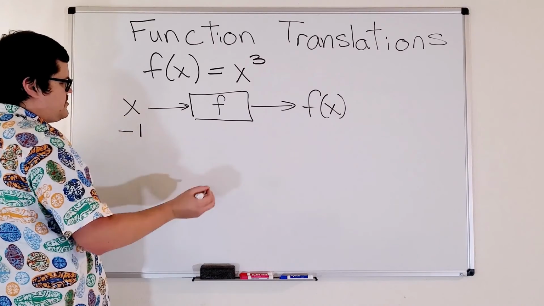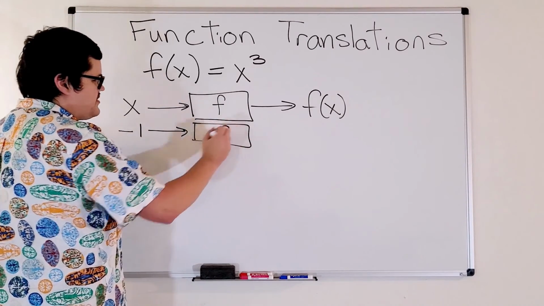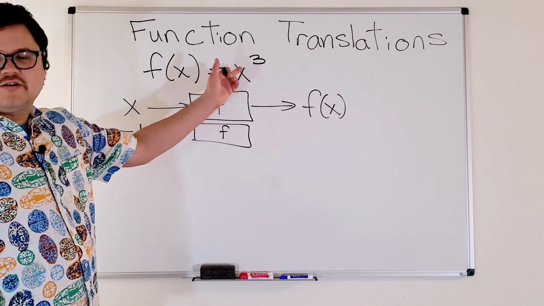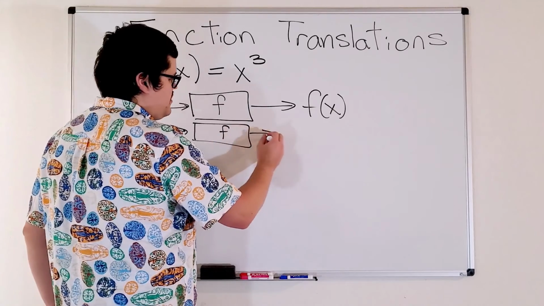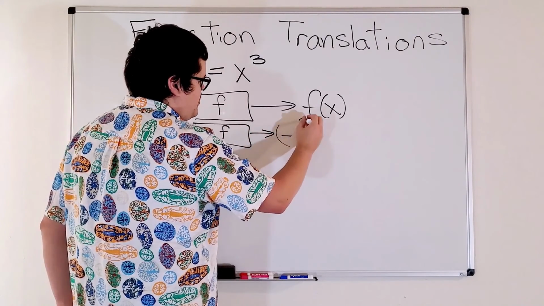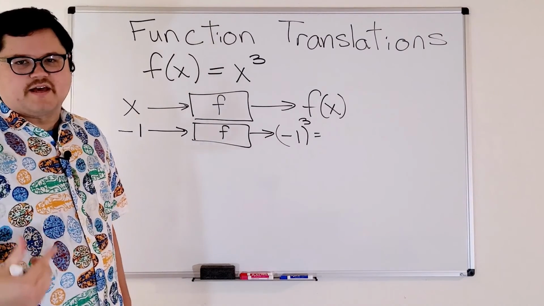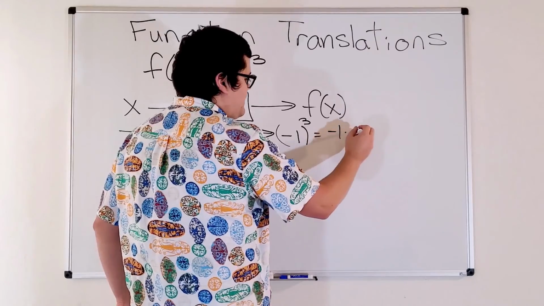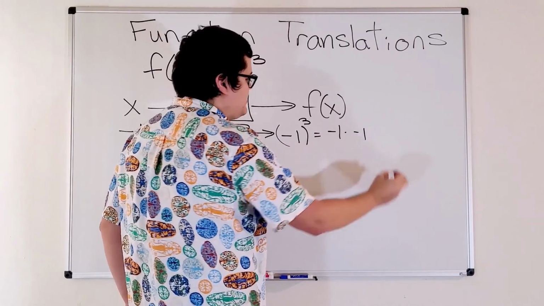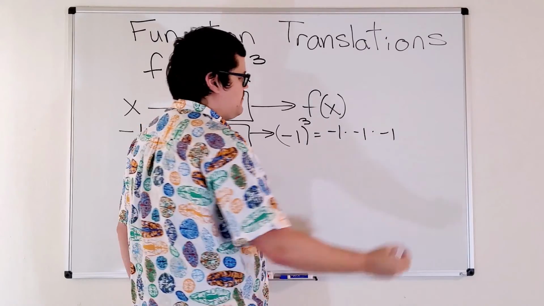All right, so -1 goes into this function f, and then what does it return? Well, it should return -1 cubed, okay? Which is -1 times -1 times -1. So -1 times -1, that's +1, multiplied by -1 one more time, -1.